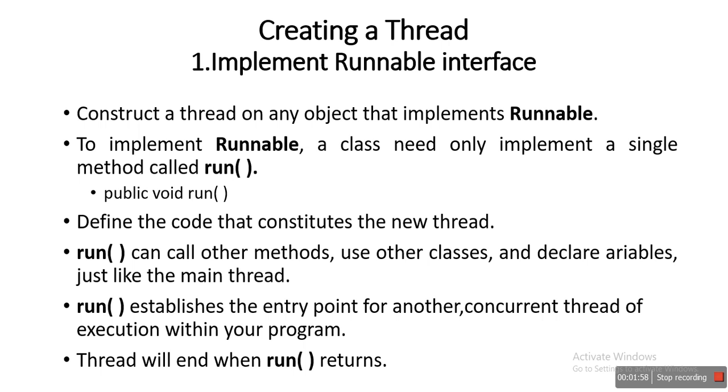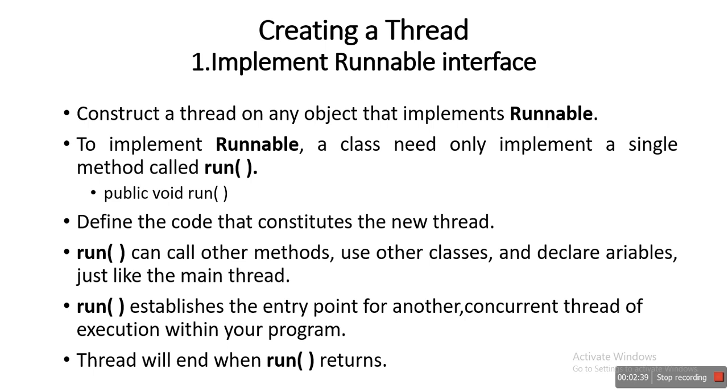Now, to implement Runnable, a class need only implement a single method called run. Once you implement the Runnable interface, we'll see an example of how to create it. Just remember, if any class is implementing the Runnable interface, we are creating a thread on that particular class object, we are constructing a thread on that object. The next step is to implement run. A class need only implement a single method called run.